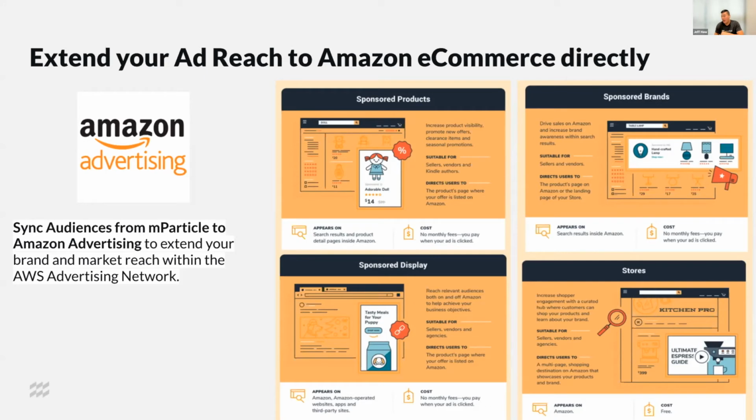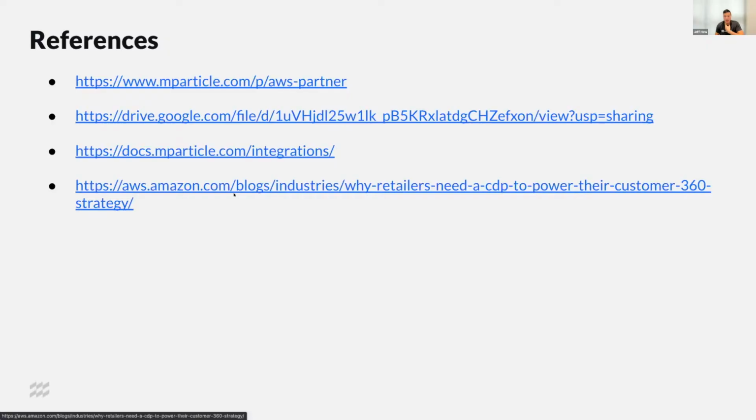And again, if you want to try it out, it's easy. You just have to plug and play your Amazon advertising account with mParticle, and this will allow you to extend your brand reach in Amazon's advertising network. So again, it's a quick spiel.